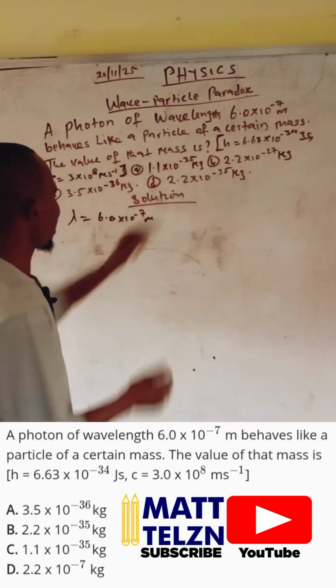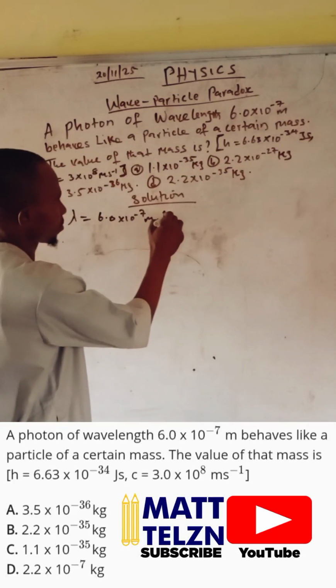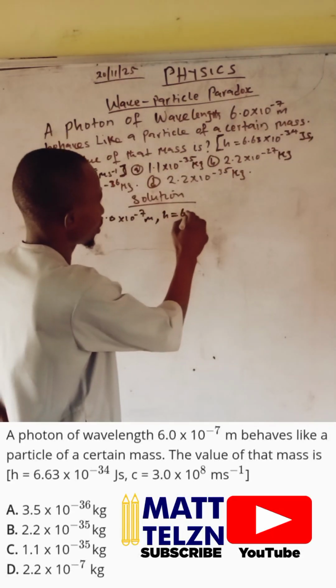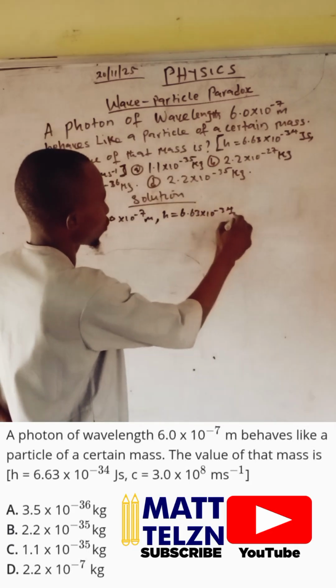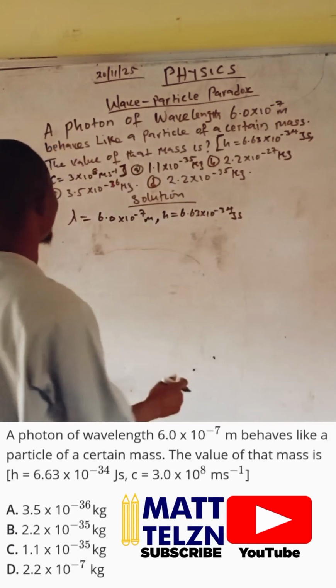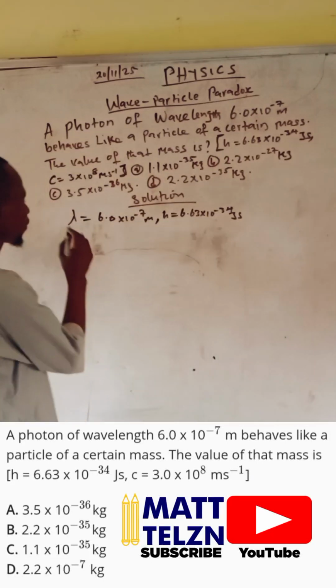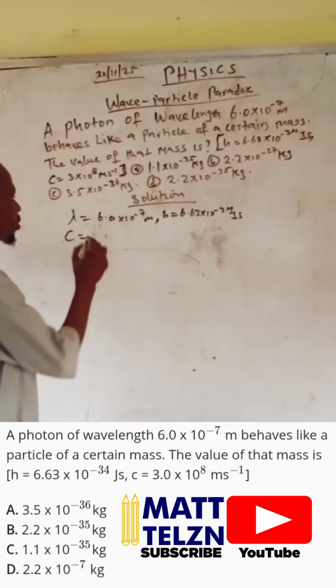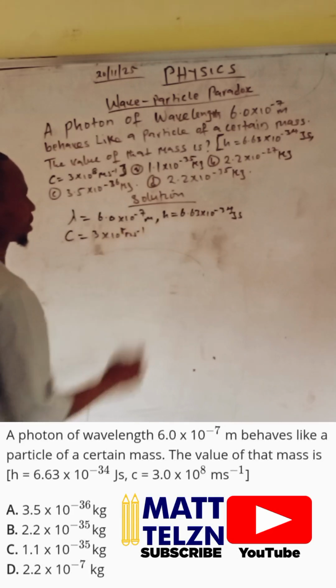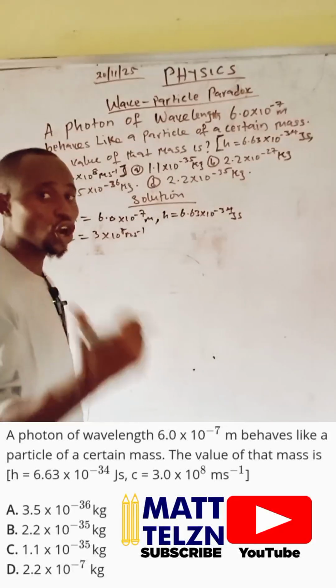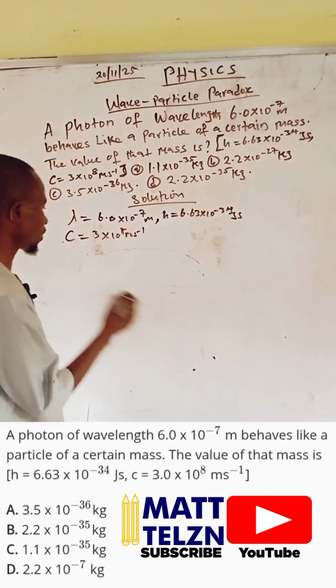Then my Planck constant h is given as 6.63 times 10 raised to power minus 34 joules second. Then my speed of light c, or velocity of light, is 3 times 10 raised to power 8 meters per second. First thing is that recall that the energy of a photon is given as what?